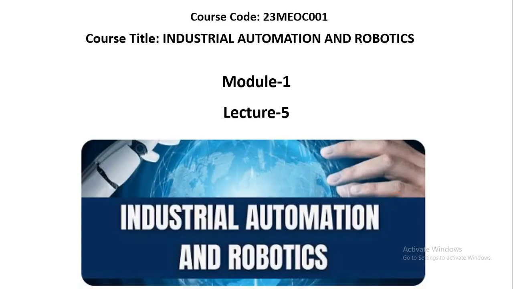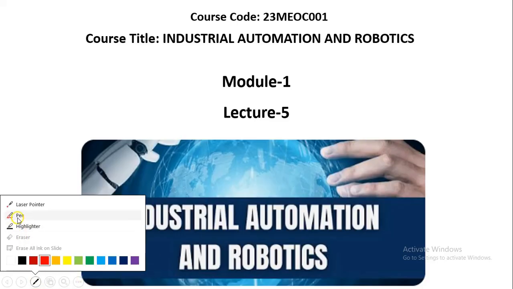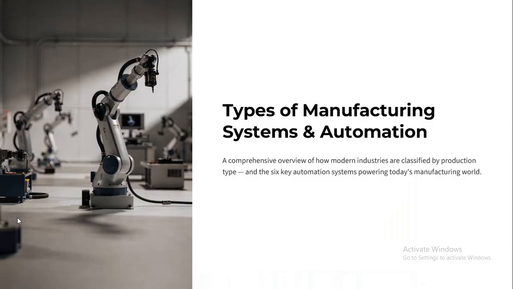Hi everyone. Once again, I welcome you all to lecture 5 of module 1 for the subject Industrial Automation and Robotics. So, here we are going to see the different types of manufacturing systems and automation.